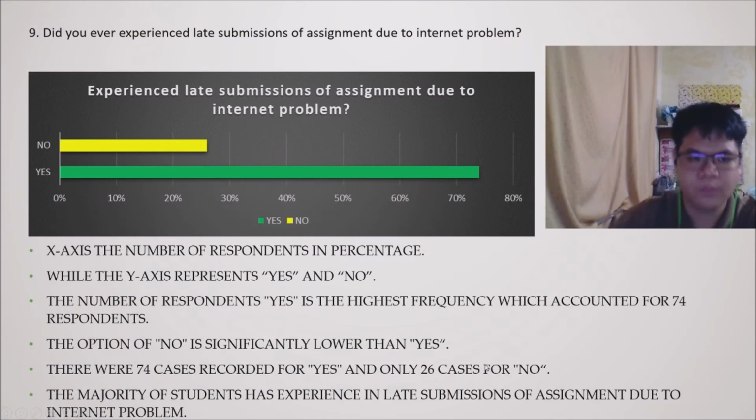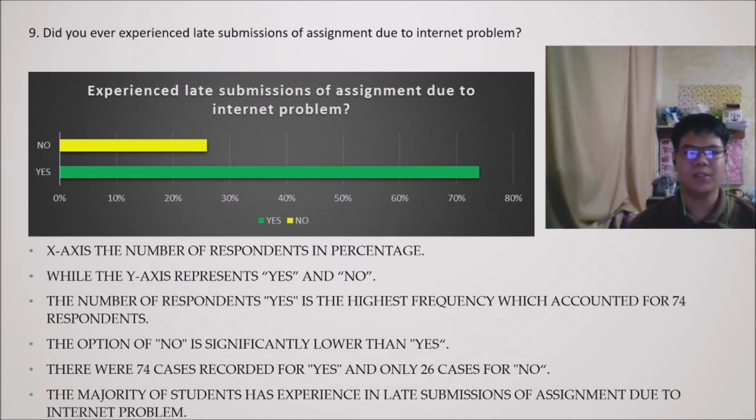Thank you. This bar graph shows whether the respondents experienced late submission of assignments due to internet problems. In this bar graph, the x-axis is the number of respondents in percentage, while the y-axis represents yes and no.